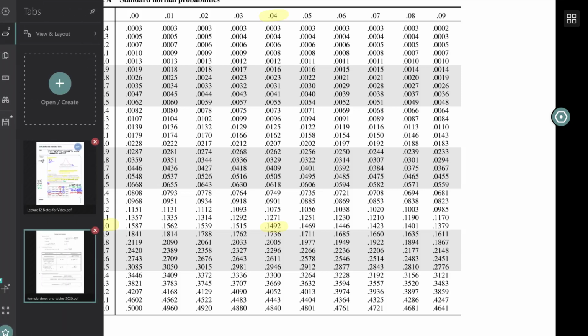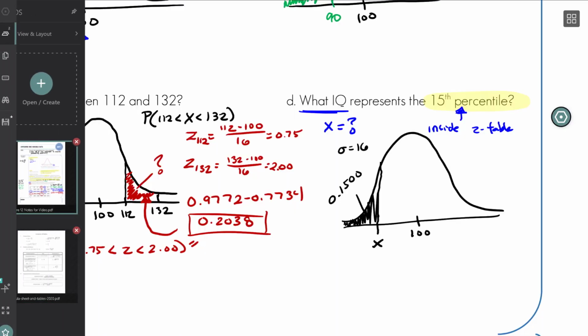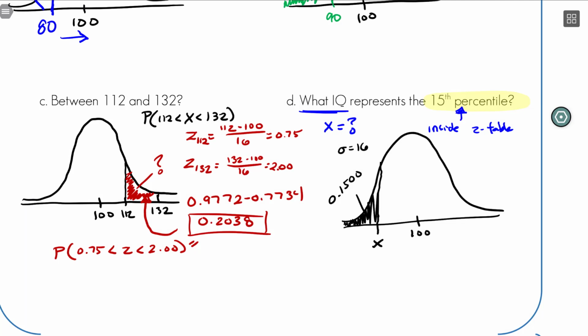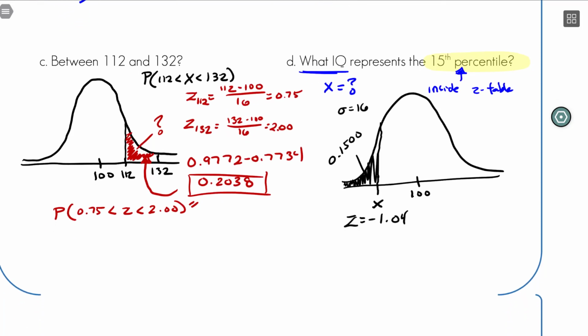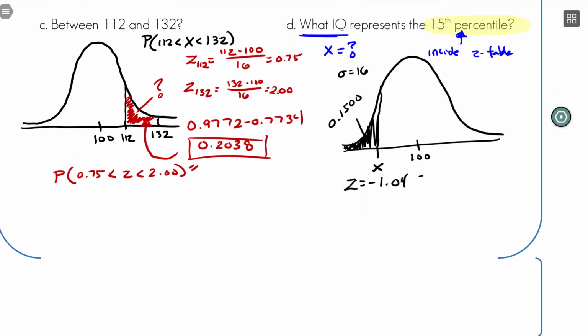Let's go back and try and put this together. So this is not x. This is z. What do we know? We know mu, and we know sigma. We don't know x. That's what we want to find. X minus mu, which is 100, over sigma, which is 16. Multiply both sides by 16, and then you're going to add 100.